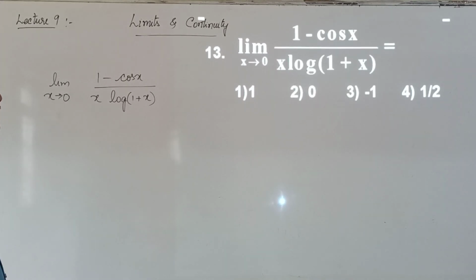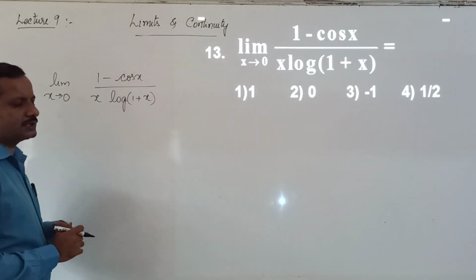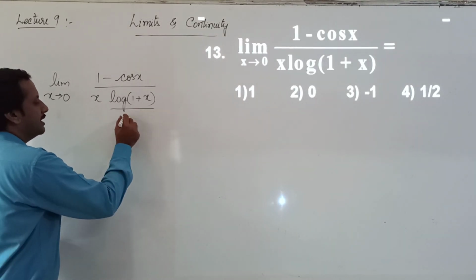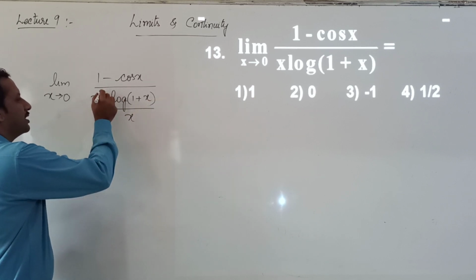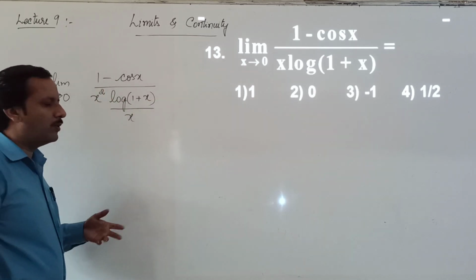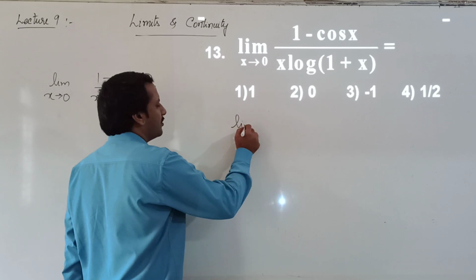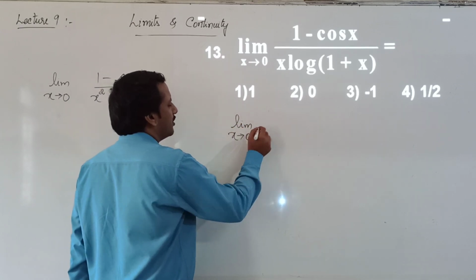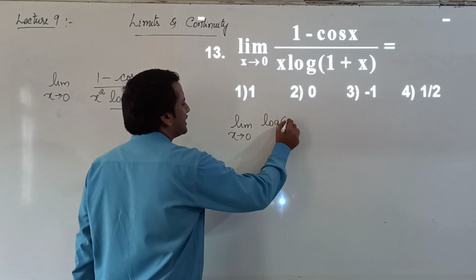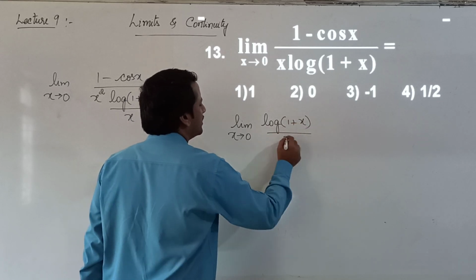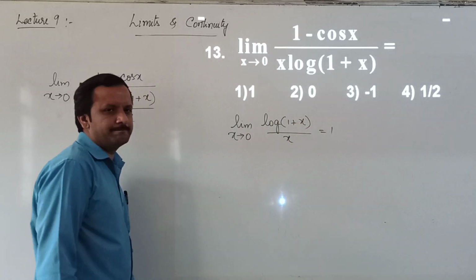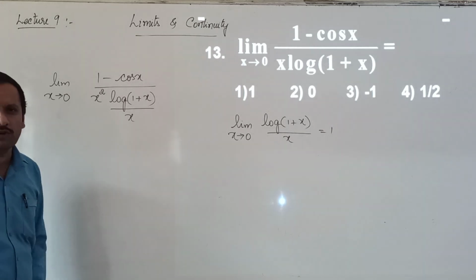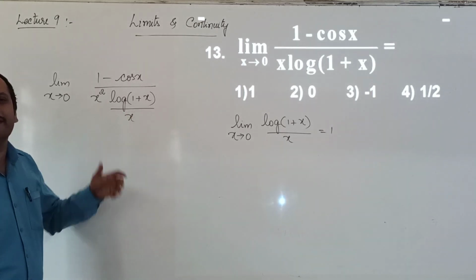Now in the denominator there is log(1 plus x). I will divide by x here, and to compensate I will multiply by x. So the x that is there will become x square. Why did I do so? Because I know this formula: limit x tends to 0, log(1 plus x) divided by x is equal to 1. I want to use that formula, so I have multiplied and divided by x.